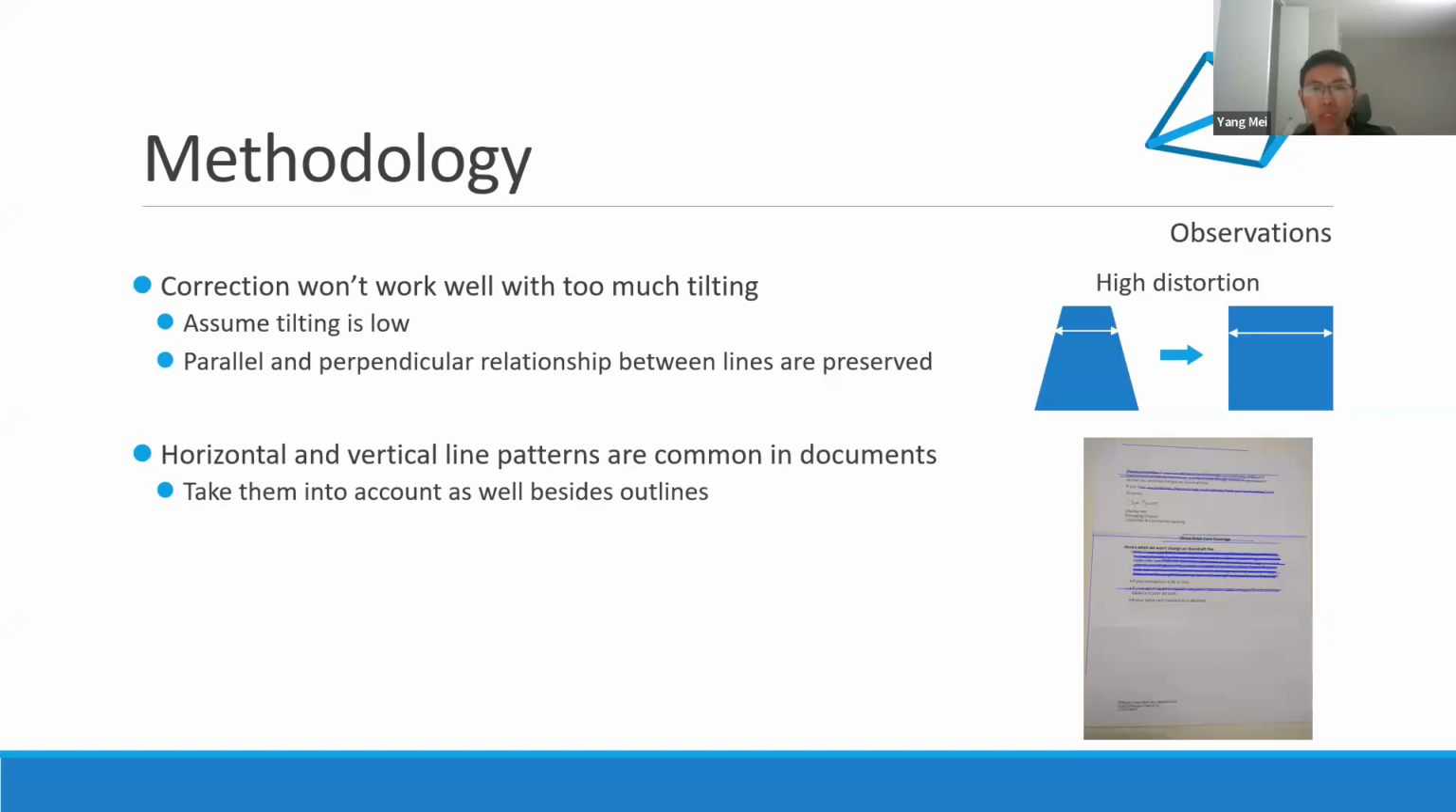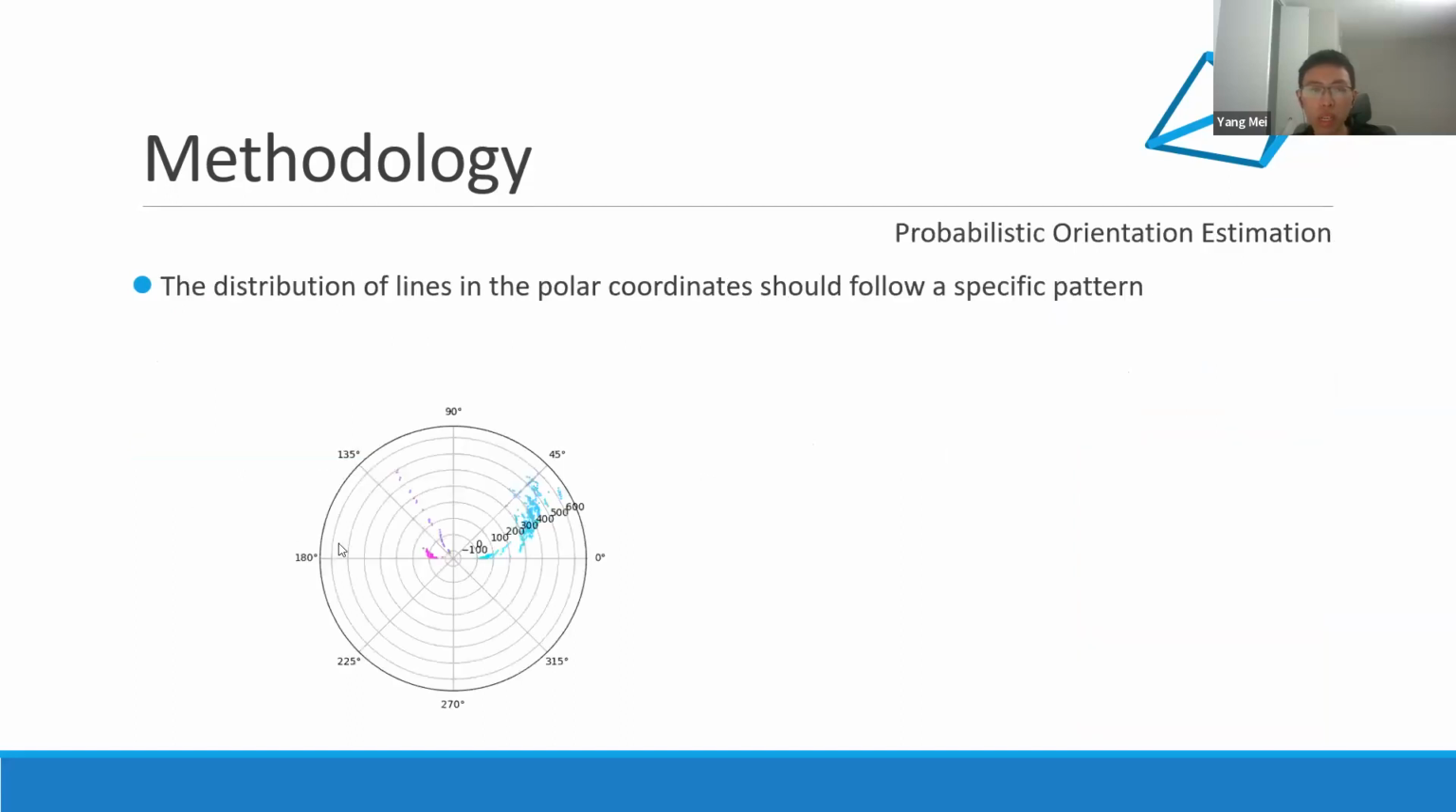One implication of this assumption is that even if the document is rotated, the parallel and perpendicular relationships between its outlines are largely preserved. The second observation is that besides the outlines, the text and tables in the document also provide rich patterns of horizontal and vertical lines. It would be nice if they can be used as well. With these two observations, we may expect that a lot of the detected lines are parallel or perpendicular to each other. Let's check our speculation.